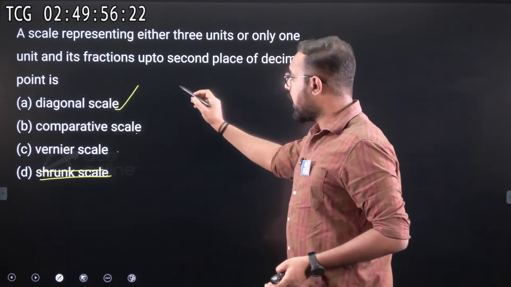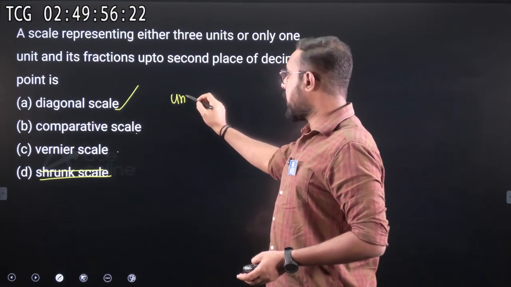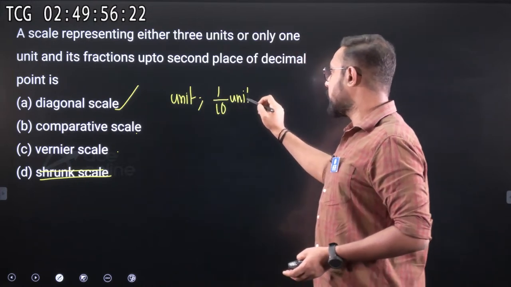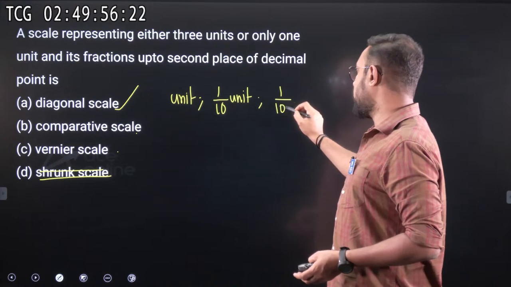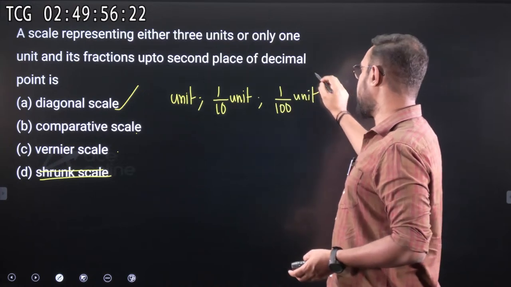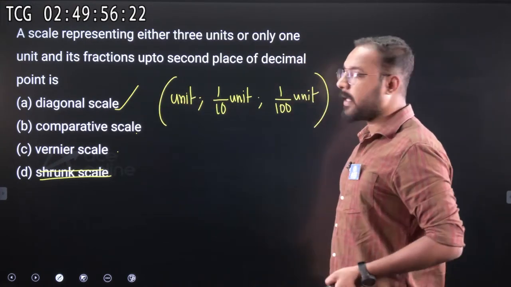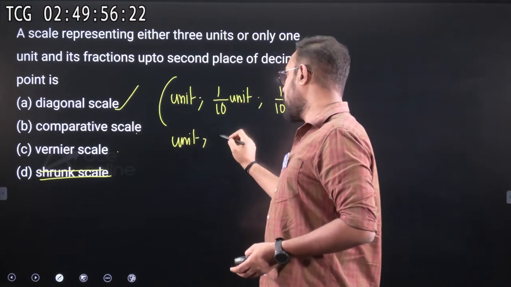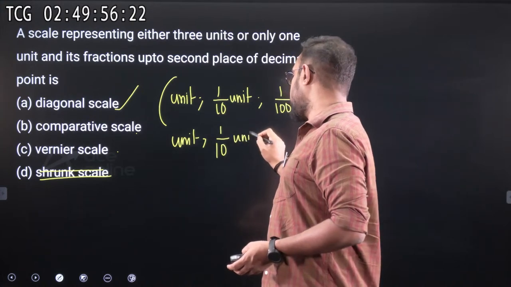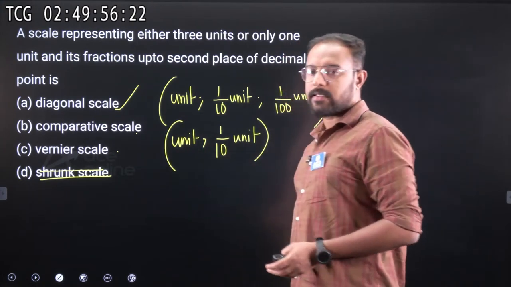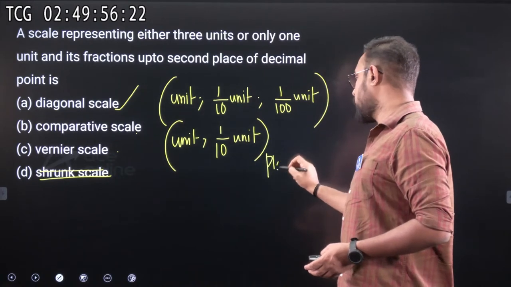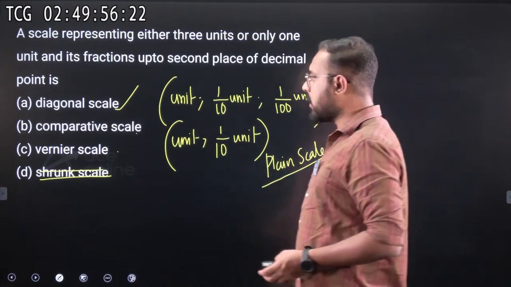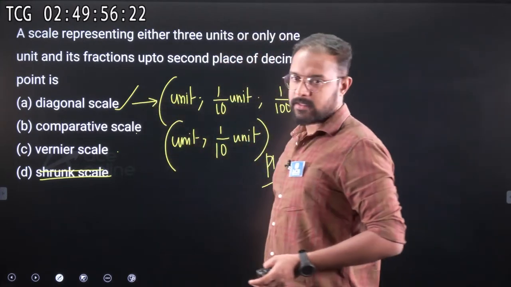Okay. So remember, a diagonal scale can measure any particular unit, then 1 by 10th of the same unit, then 1 by 100th of the same unit. So how many points will we get here? We will get 3. Okay, 3 units are measured. If you are only measuring 2 units, that is the unit and only 1 by 10th of the unit, what is the resulting scale known as? This resulting scale is known as a plane scale. So a plane scale will measure 2 successive dimensions. A diagonal scale will measure 3 successive dimensions.